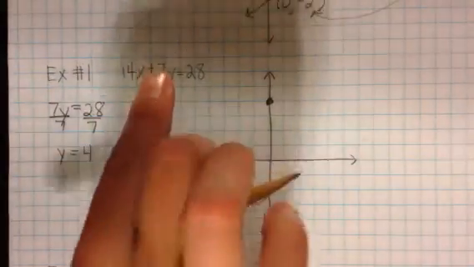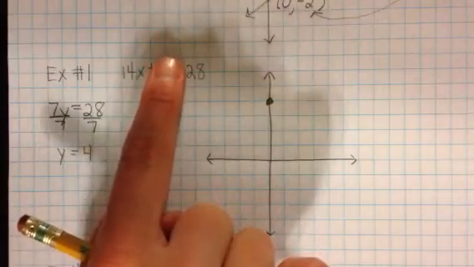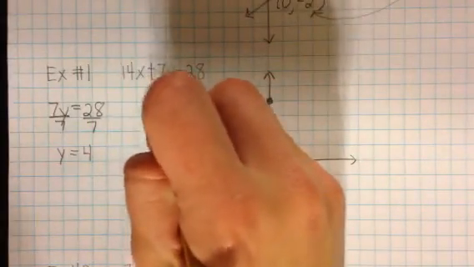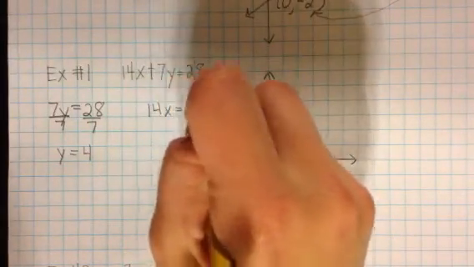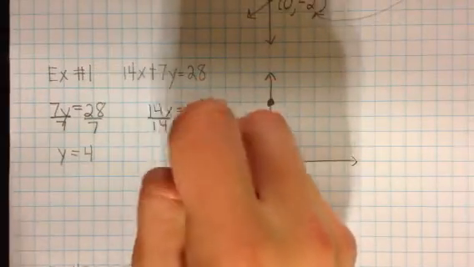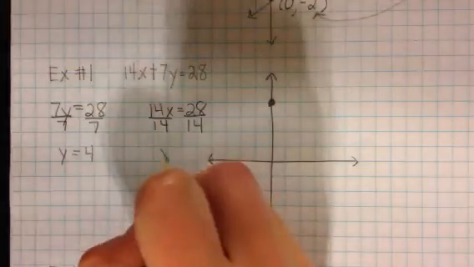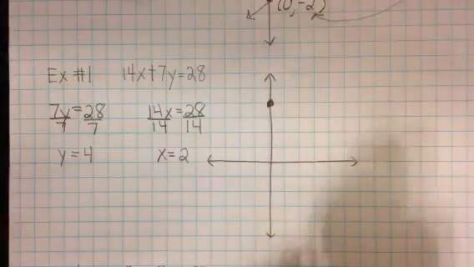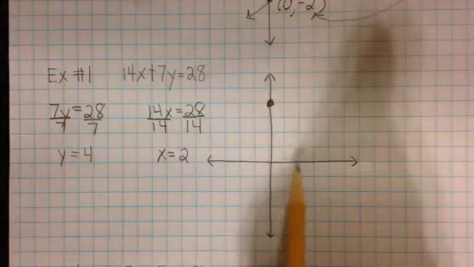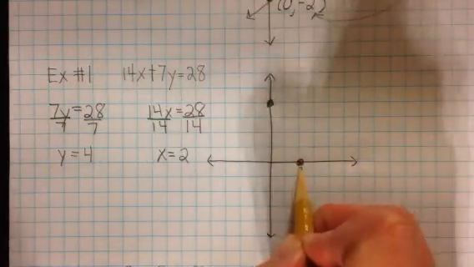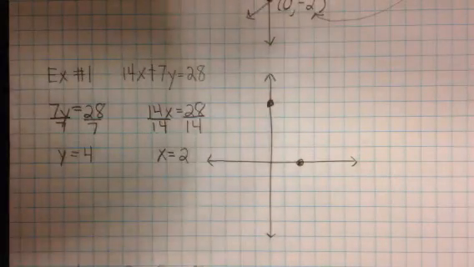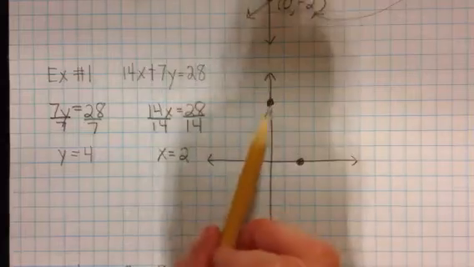Likewise, to find the x-intercept, I plug in 0 for y. So I get 14x equals 28. Divide both sides by 14. Okay, so here I get x equals 2. So I count over from the origin 1, 2. So now I've got 2 points on here, so now I can count the slope to get more points.